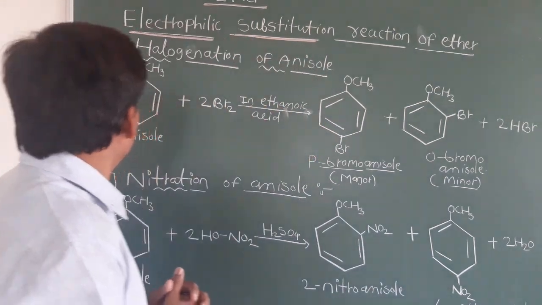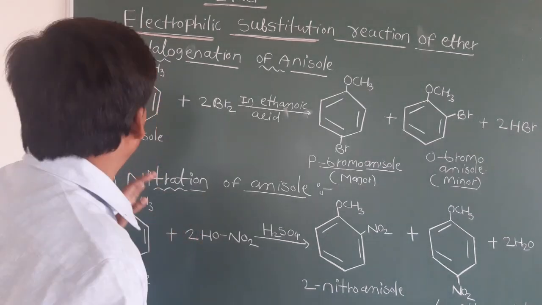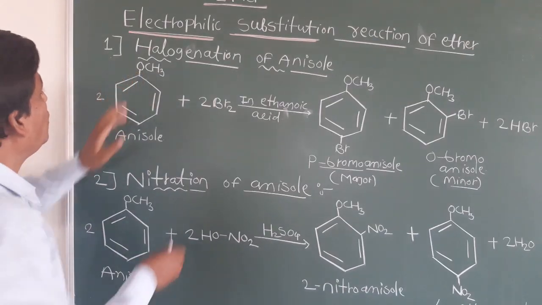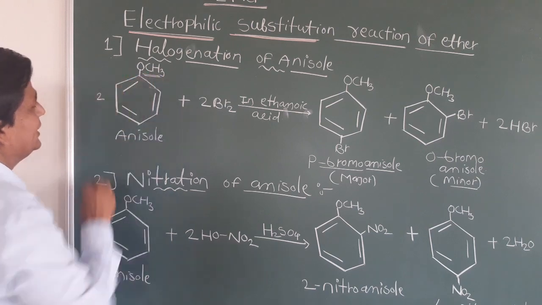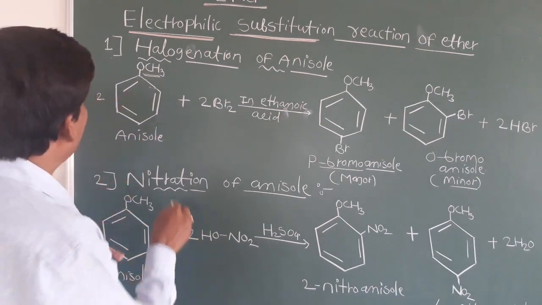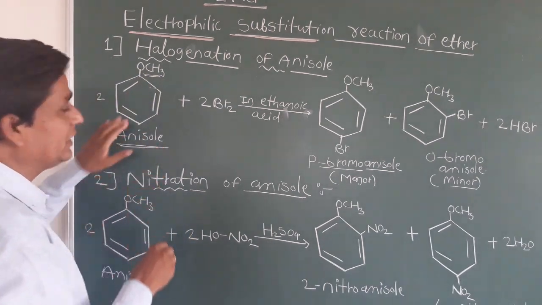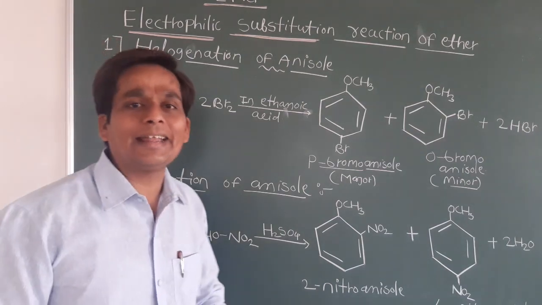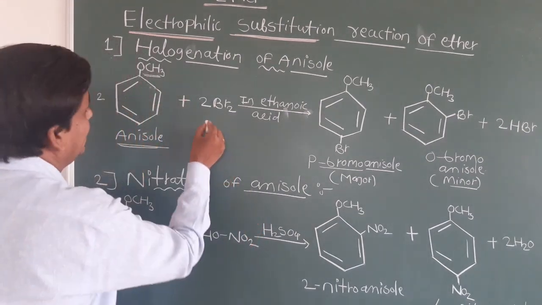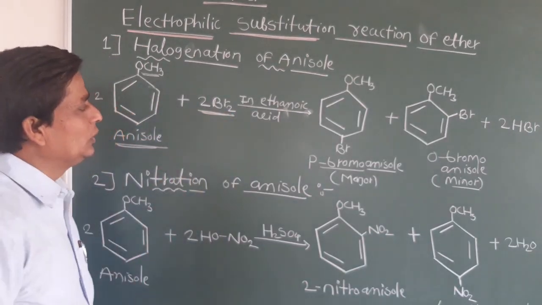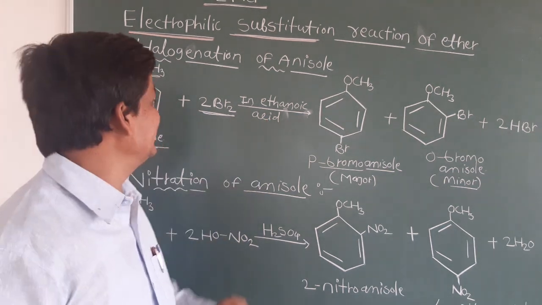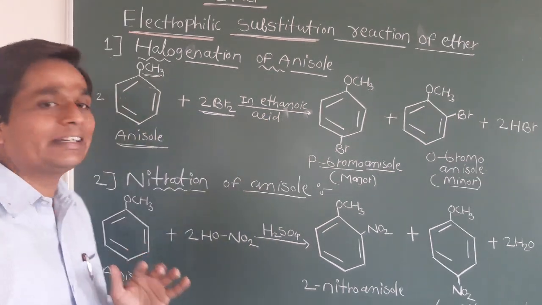Just see here, first of all the structure of anisole: a benzene ring containing the OCH3 group. This is an ether group, OCH3, so we can say it is anisole. It reacts with Br2 in the presence of ethanoic acid. See here how the halogenation reaction takes place.